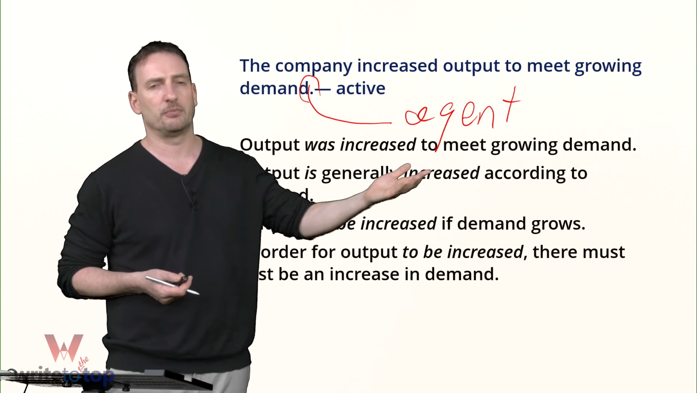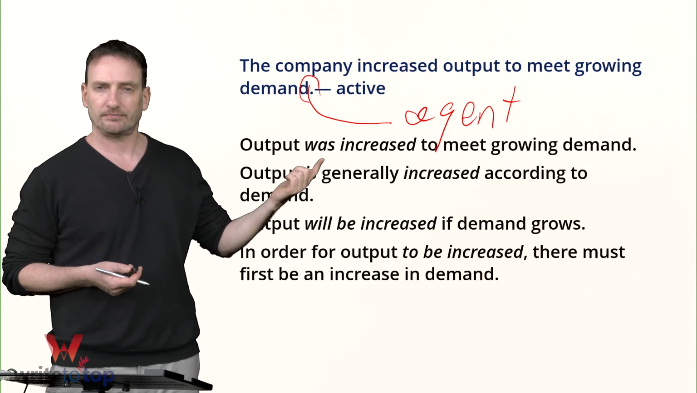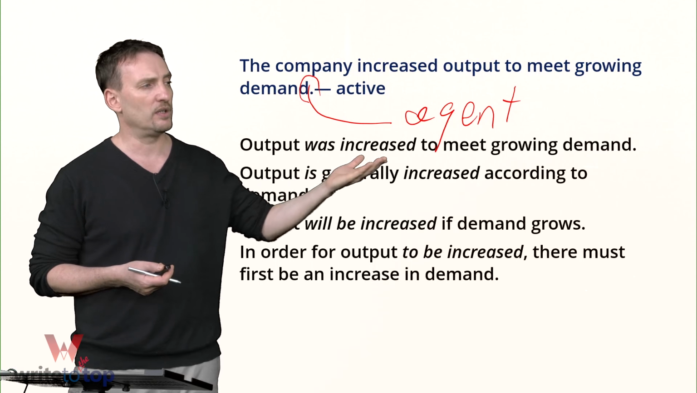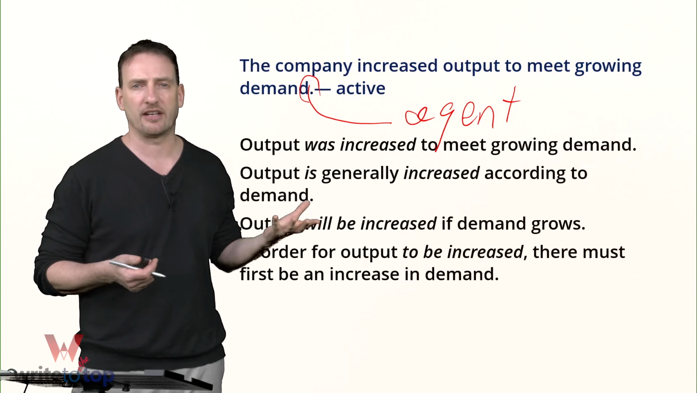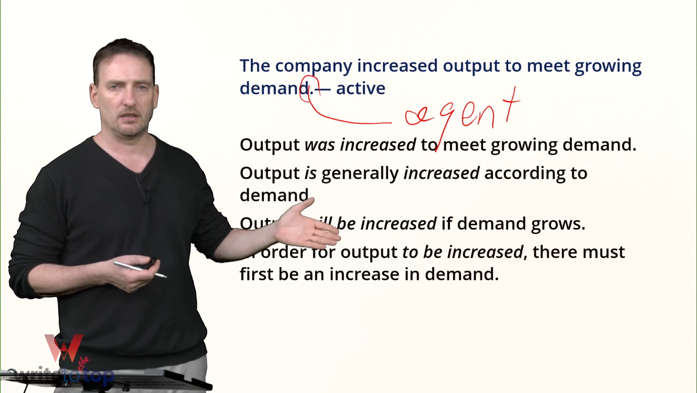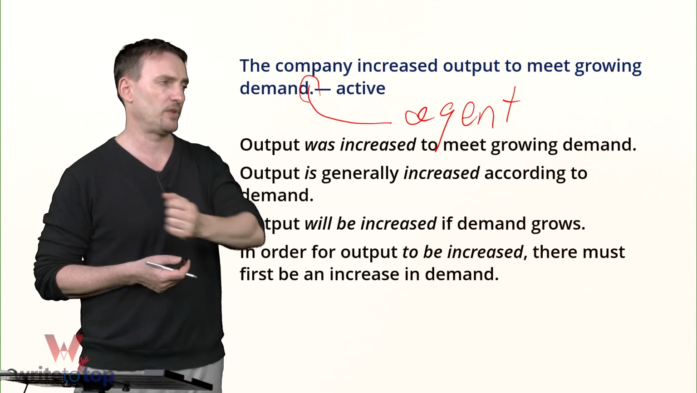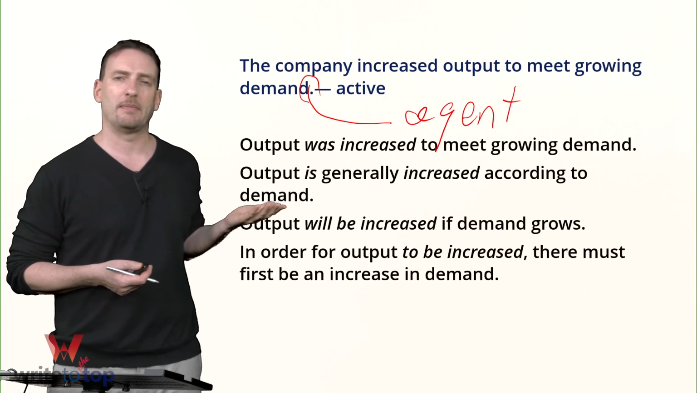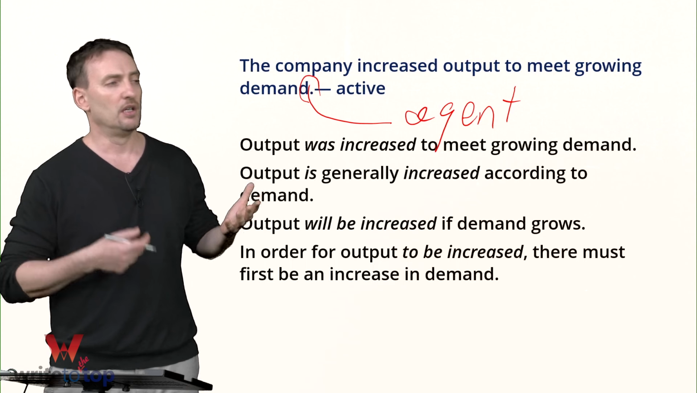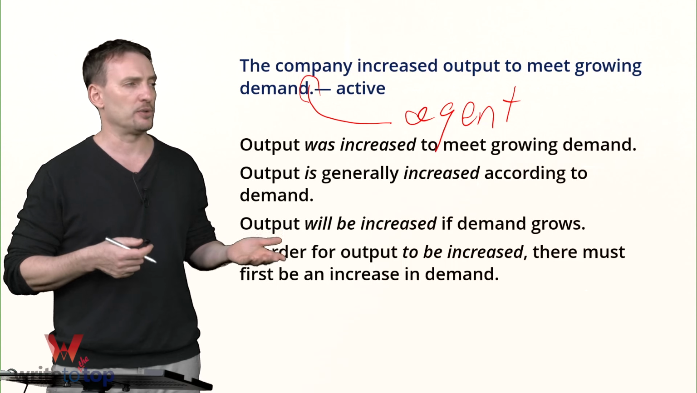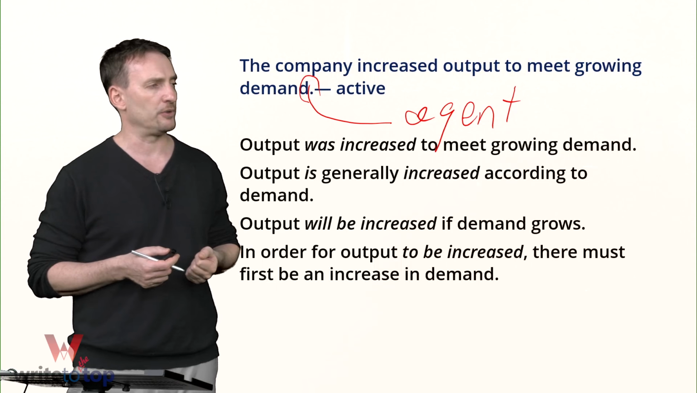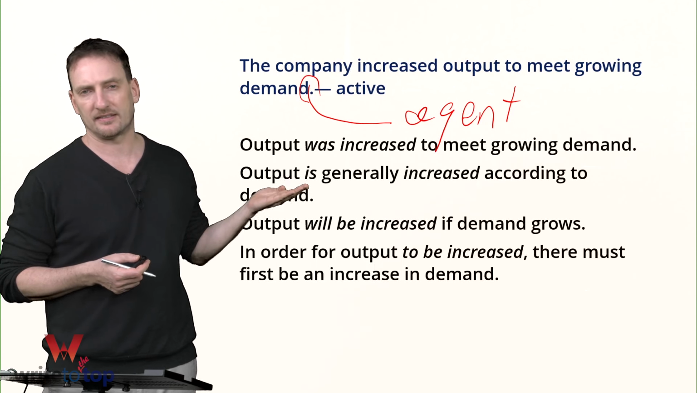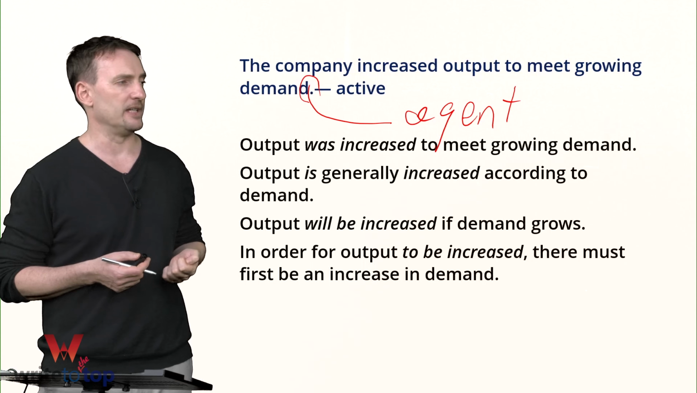Output was increased to meet growing demand. So I have the simple past verb, was, because that's the past verb of be, increased, doesn't change. This is a regular verb, ed verb. Increase, increased, increased, okay? Output is generally increased according to demand. Simple present verb. When demand goes up, output goes up. When it goes down, output goes down. So is increased. Simple verb. Is the simple present verb of be.